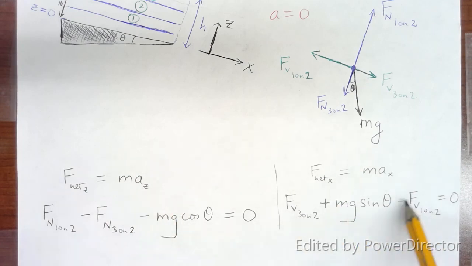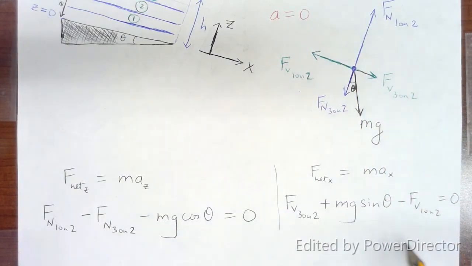Similarly in the x direction we have the viscous force of 3 on 2 in the positive x direction. We have a component of gravity which is also trying to speed it up, mg sine theta. And we have the viscous force of 1 on 2 in the opposite direction, and again all of these x components added up equal 0 because this is steady flow, so there is no acceleration.